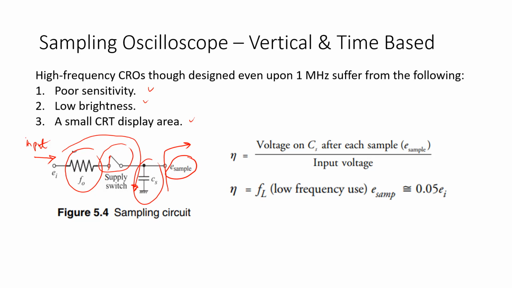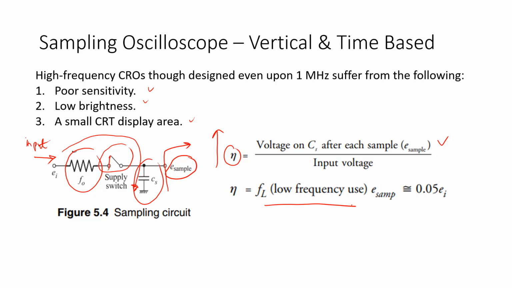We can see the efficiency of the sampling by using this one. This is the voltage on the capacitor CS after each sample, E-sample, per input voltage. If the E-sample is similar to the input voltage, it means that the efficiency will go to 100%. And if we use a low frequency, the efficiency is such that E-sample must be 0.05 EI, or 5% of EI. So this is the construction of the sampling circuit.